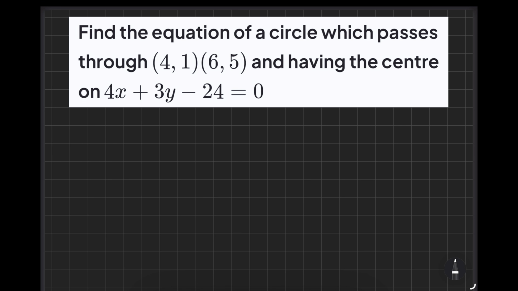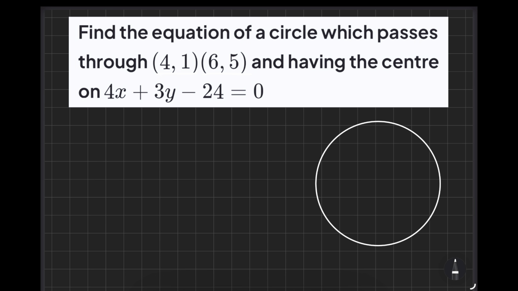So, we are back with a wholesome new question, which is like this: find the equation of the circle which is passing through the points this and this. They have given you 2 points and the center lies on this line. So first, try to draw the diagram.